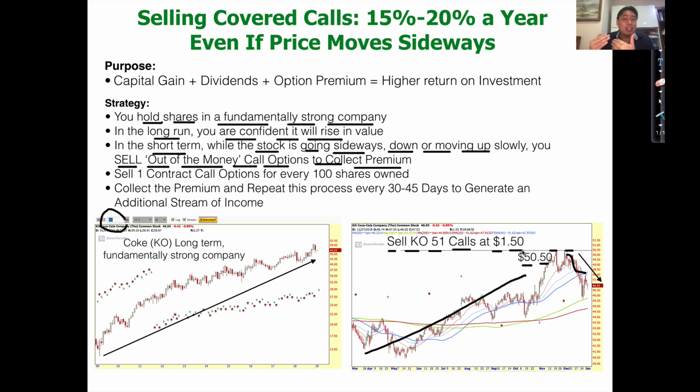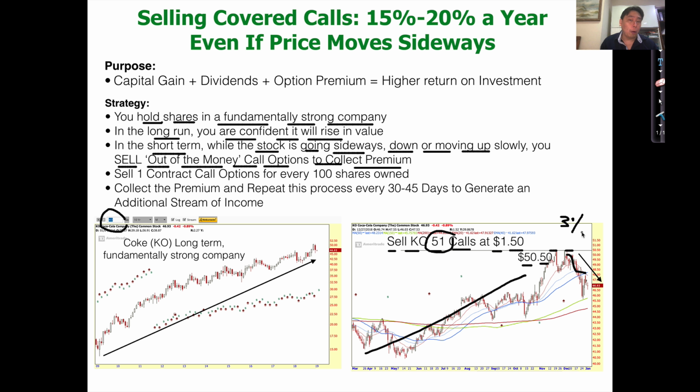Now, by selling these call options, what happens? We are obligated to sell the shares at $51. But that's fine because the shares are now at $50. So if it goes to $51 and we sell it, why not? We make a profit anyway if it goes up. If it doesn't go up, we collect the $1.50 in extra premium. Now you may be thinking, what is $1.50? Well, $1.50 out of $50 is about 3%.